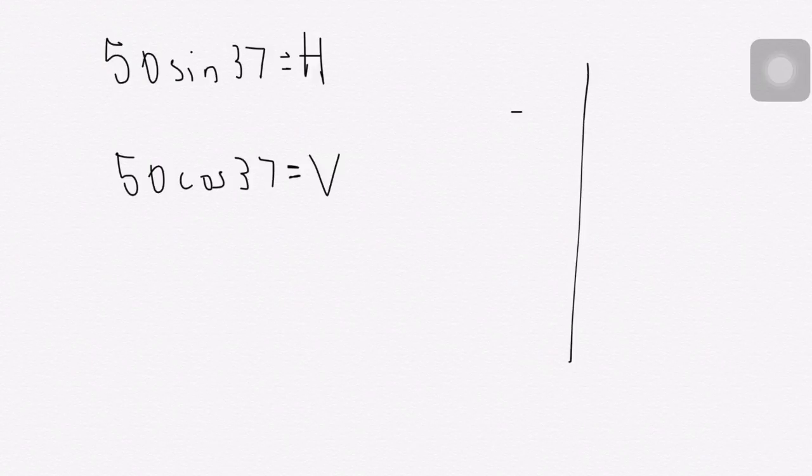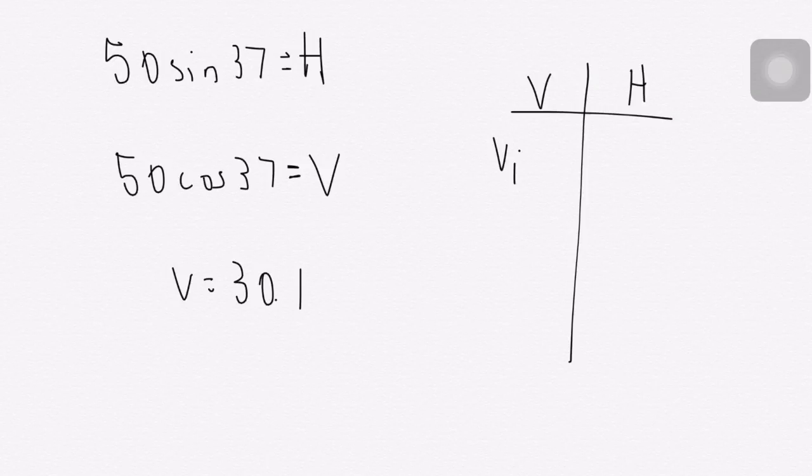So if we do this, you do 50 sine 37 equals horizontal, and 50 cosine 37 equals vertical. And then if you plug that in, for the vertical, the initial V equals 30.1, and for horizontal, V equals 39.9.